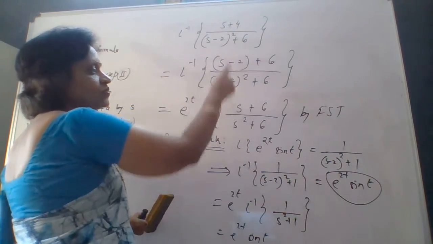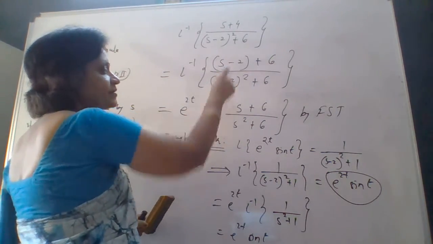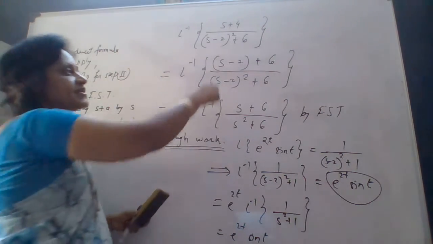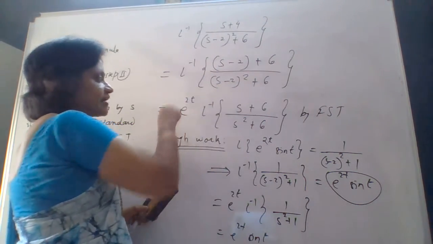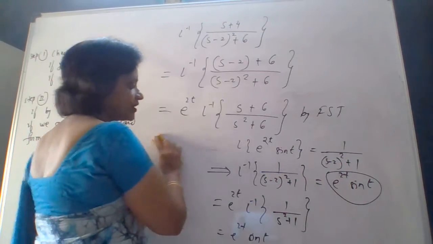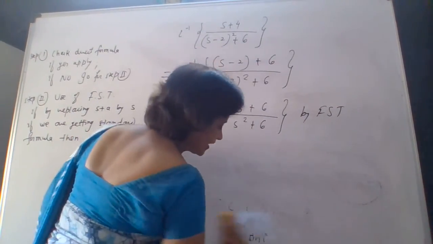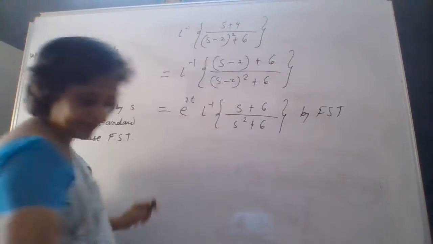S minus 2, replace it by s. The moment we replace it by s, outside we write e raised to 2t. If it is s plus 2, here I will write e raised to minus 2t, and with this now you can get the answer immediately.